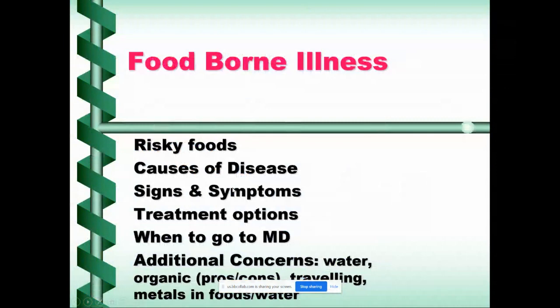So this is what we're talking about today, and what we're going to learn about are the risky foods, which foods we should minimize or maybe avoid eating if we want to avoid getting food poisoning. The causes of foodborne illness, signs and symptoms, treatment options, when we should go to the doctor, and then a couple of additional concerns. A preview for a couple of weeks from now when we talk about nutrition through the lifespan: two special populations that really have to be careful with foodborne illness are pregnant women and babies.